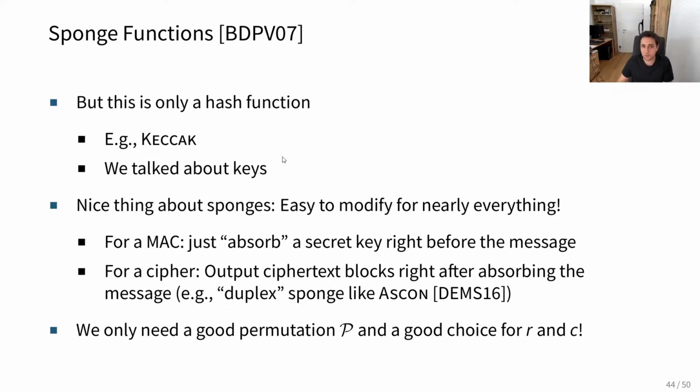And for all that, so for most of that actually, for all these variants and use cases, the only thing we need is a good permutation in the middle, P. And a good choice, of course, for the rate and capacity. So this is very easy. Choosing the rate and the capacity is usually very easy. We just adapt it to our use case, whether we need a very large throughput or a higher security. But the more complicated thing is potentially to choose the good permutation P. But if we have this good permutation, then we can essentially build nearly anything with this sponge function. So that's the very nice thing about that.